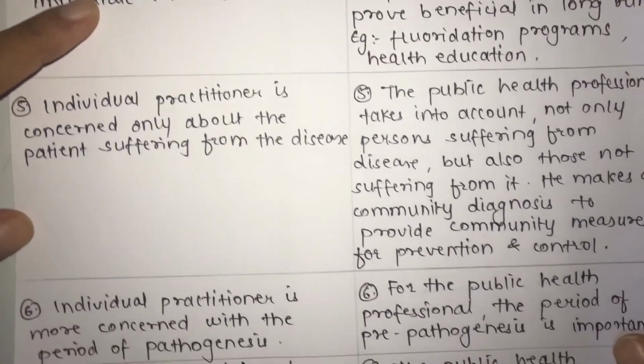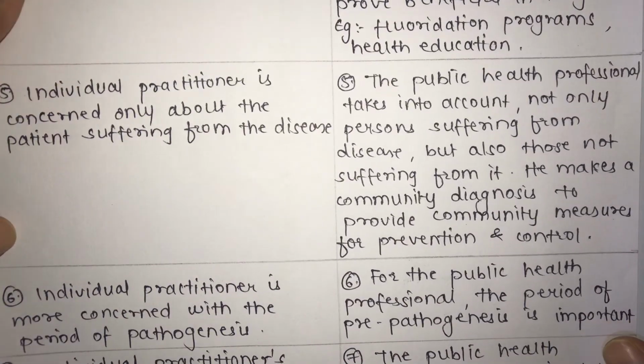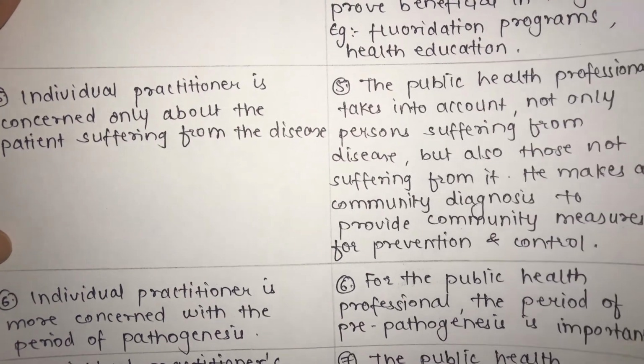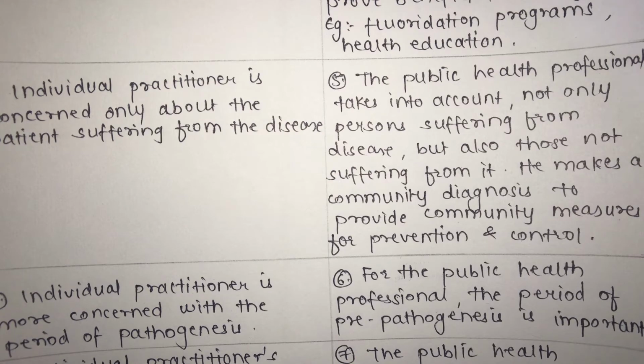Then the next difference is, the individual practitioner is more concerned with the period of pathogenesis. The period of pathogenesis is when the person has got the disease. So in private practice, the dentist is concerned about the period of pathogenesis. But in public health, as we know, he is concerned more towards the prevention phase. So for the public health professional, the period of pre-pathogenesis is important. Pre-pathogenesis is when the disease has not occurred in a patient, but there are risk factors present.